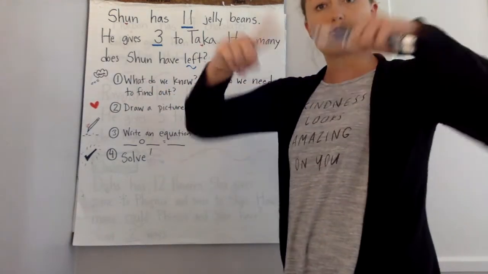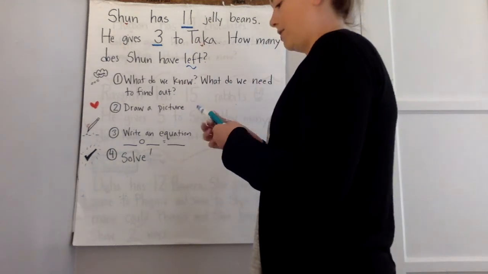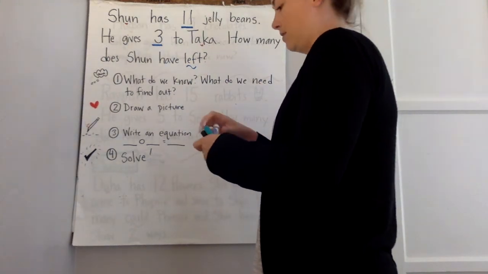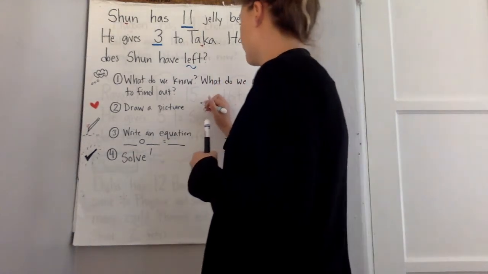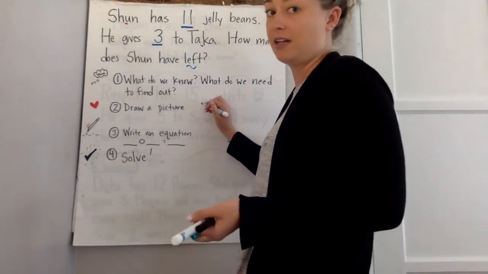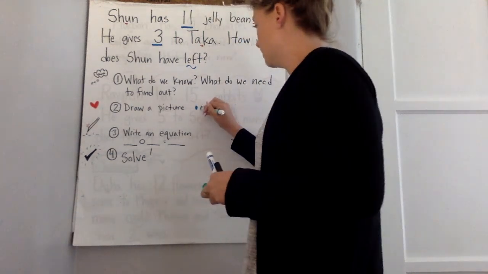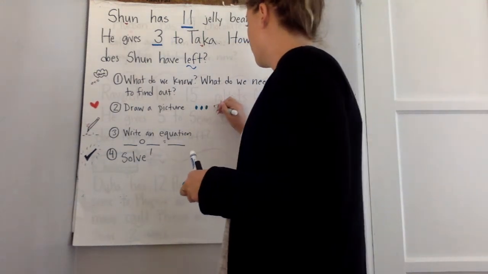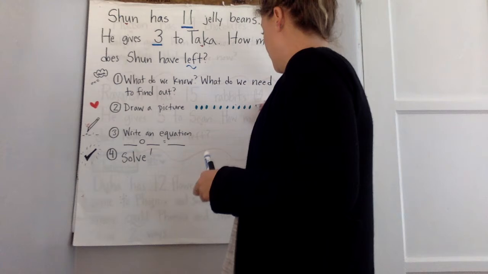Next, we're going to draw a picture. So Shun has 11 jelly beans. Let's see. Let's give him green jelly beans. Okay, ready? I'm just going to draw circles for mine. If you want to add more details to yours, that's up to you. Okay, help me count. 1, 2, 3, 4, 5, 6, 7, 8, 9, 10, 11.